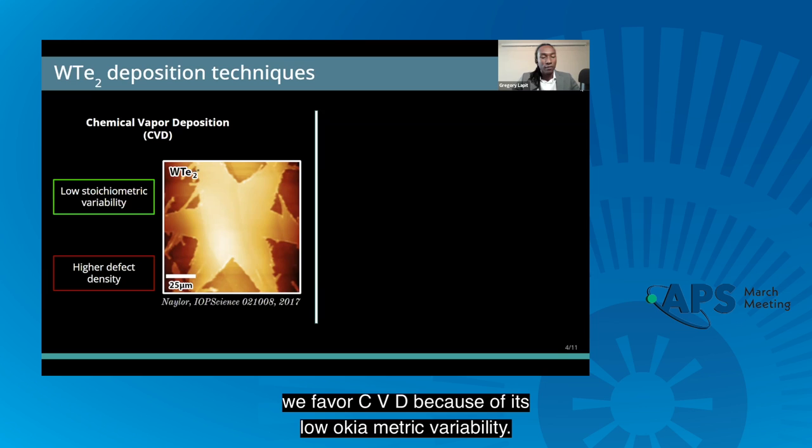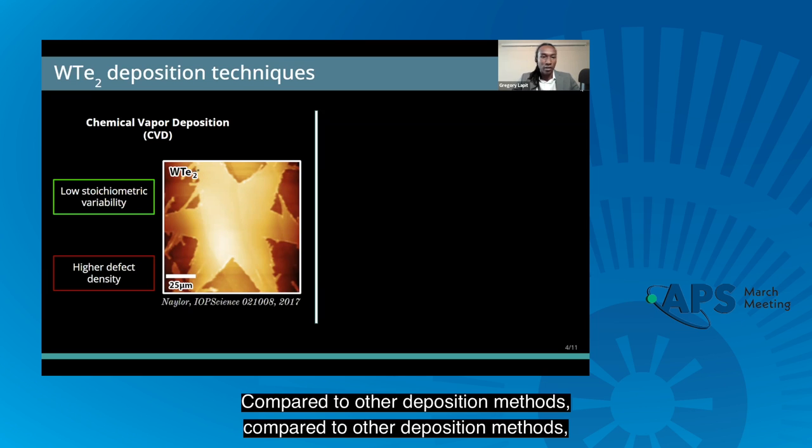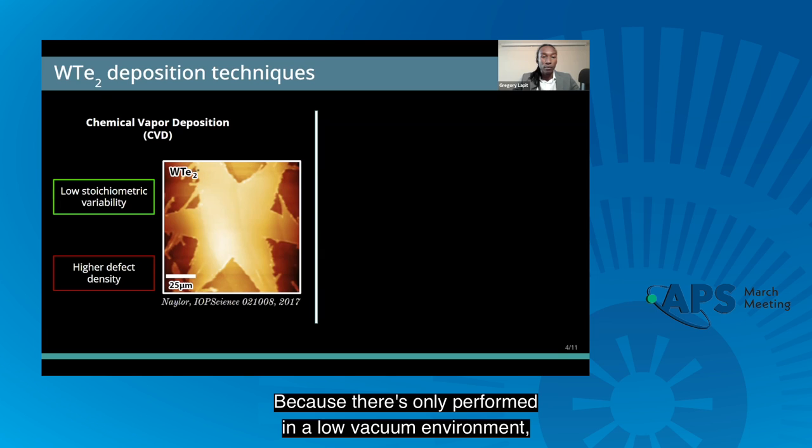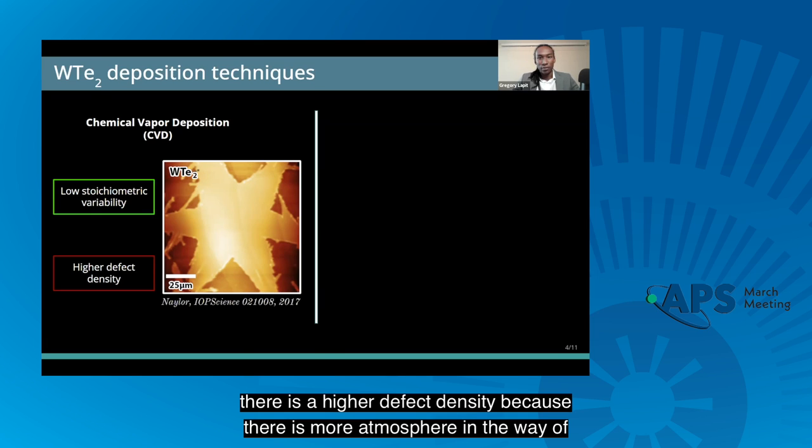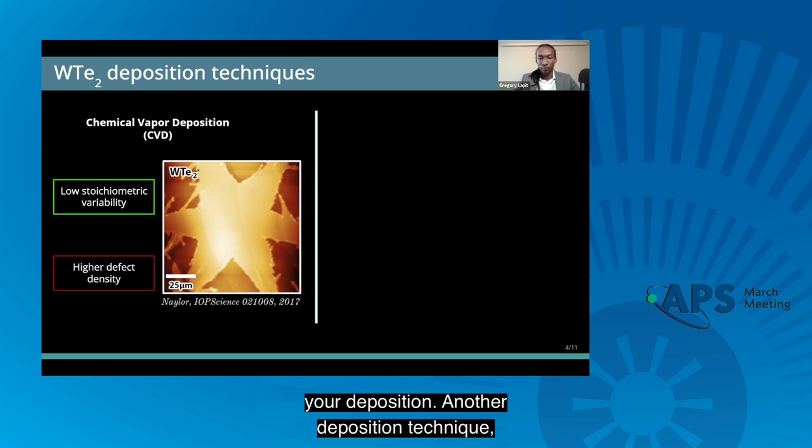We favor CVD because of its low stoichiometric variability compared to other deposition methods. Compared to other deposition methods, you are very likely to obtain tungsten ditelluride rather than any other formation of your materials. However, because it's only performed in a low vacuum environment, there is a higher defect density because there is more atmosphere in the way of your deposition.